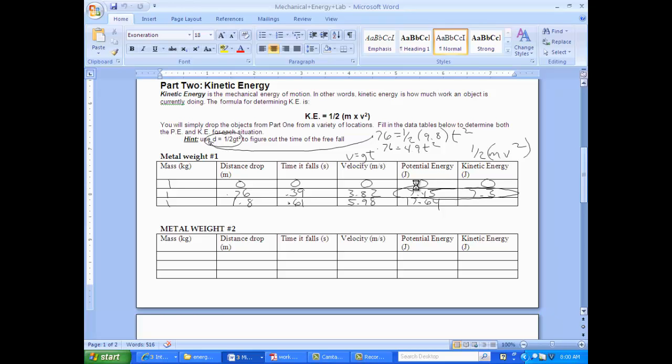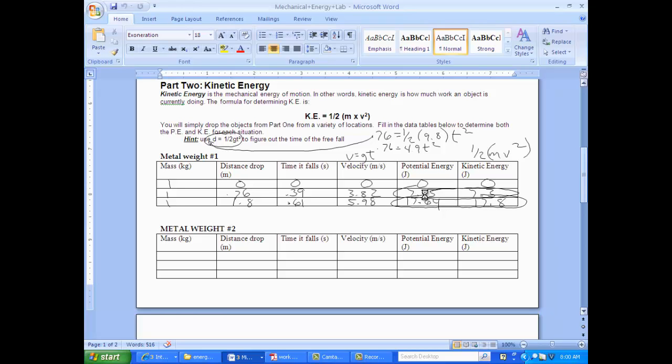If we try to figure out the kinetic energy for the 1.8 meter height, the velocity was about 5.98. So we're going to square that first. Then we are going to multiply that by the mass, which is 1, and then times it by 0.5. And we get about 17.8. And you notice how very close those are. Due to rounding, they're a bit off.